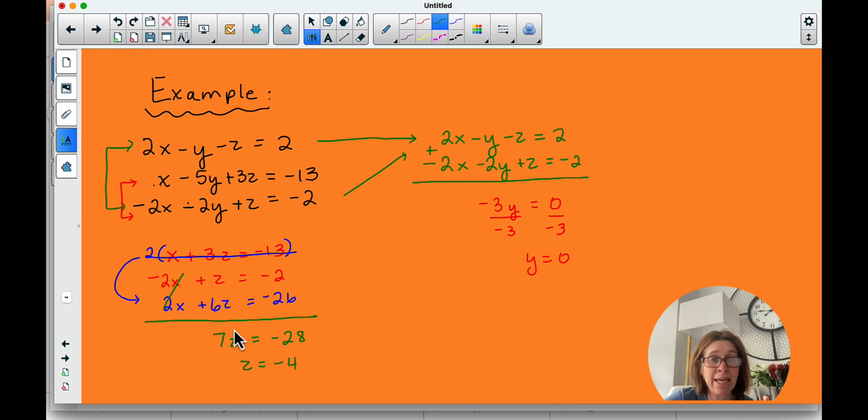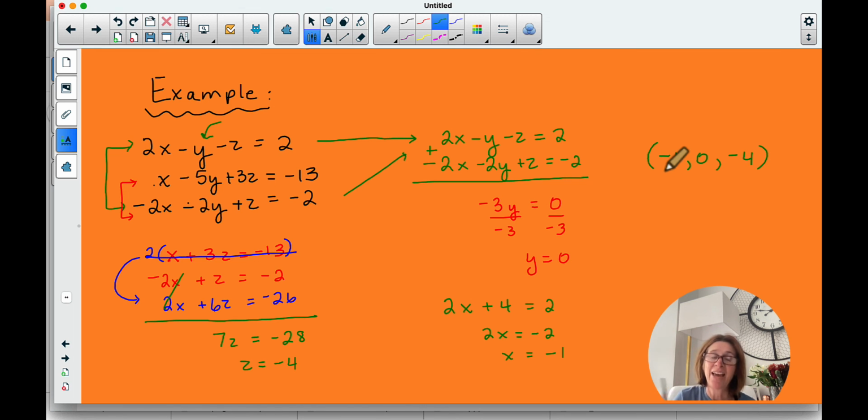Okay, so if z equals negative 4 and we know y equals 0, we can go back to any one of the equations. I'm actually going to pick that one. So 2x minus 0, that goes away, plus 4 equals 2. So 2x equals negative 2 and x equals negative 1. And so that gives me an answer of negative 1, 0, negative 4.